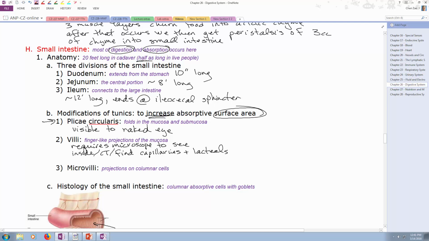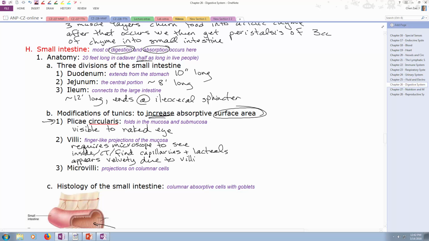Lacteals are the name for lymphatic capillaries associated with the digestive tract. Because of the villi, when you look at the inside of the small intestine grossly, without the microscope, it appears velvety. So villi are actual significant structures.